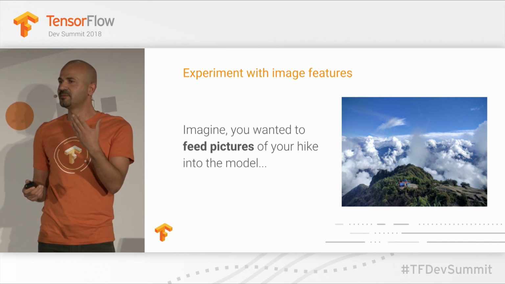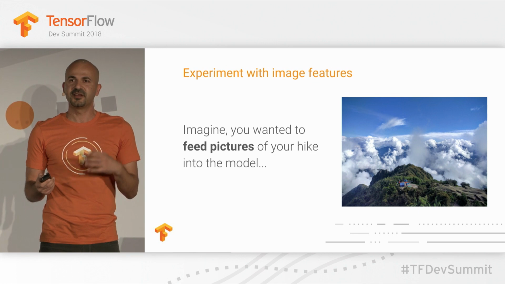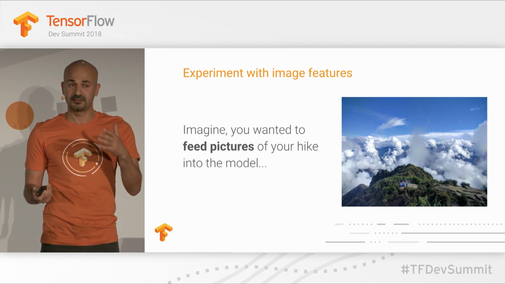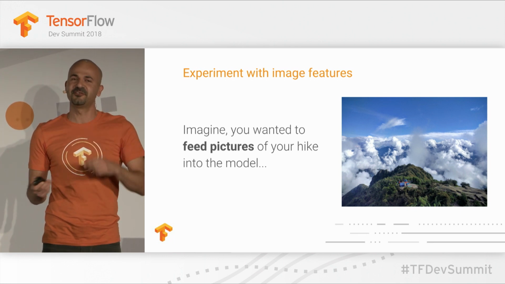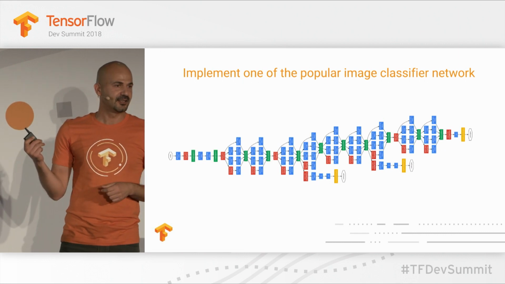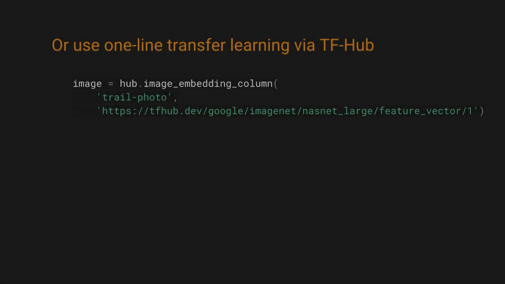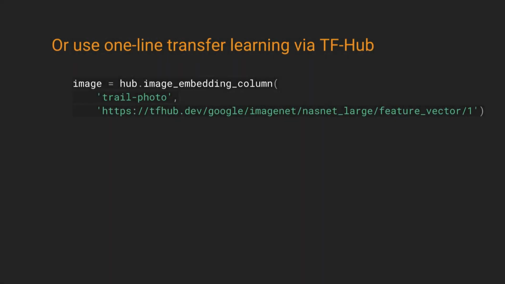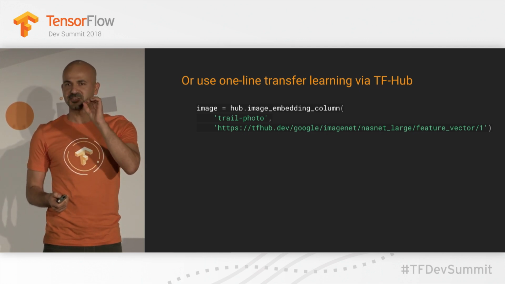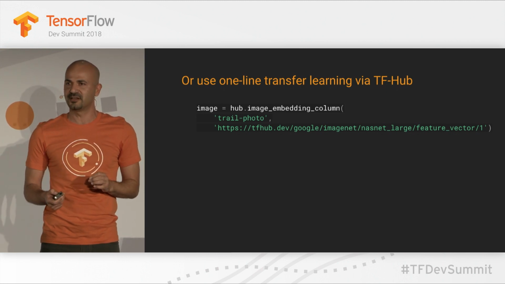Let's talk about image features. We talked about embedding categorical columns and numerical features. But what if you have image features? How can you use them in your pipeline with a couple of lines of code? You can implement one of the state-of-the-art image classifiers, which is not a couple of lines of code. Or, thanks to TF Hub, which you will learn a lot about later, you can use just one line from TF Hub to instantiate a feature column, which is called image embedding column.